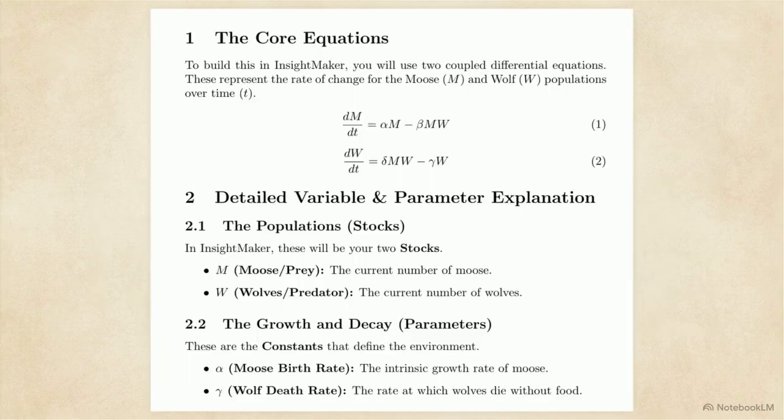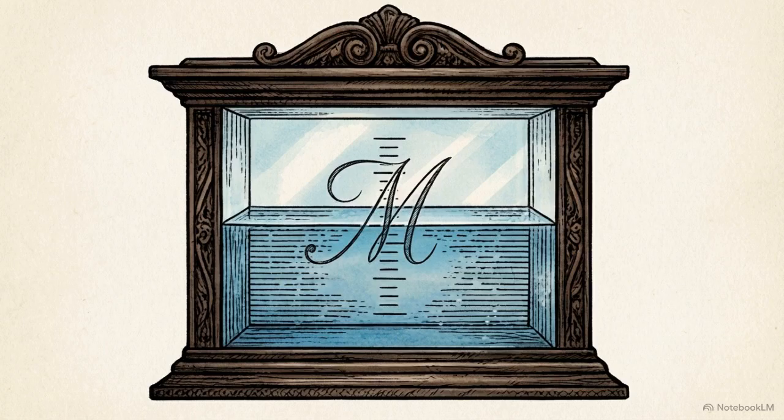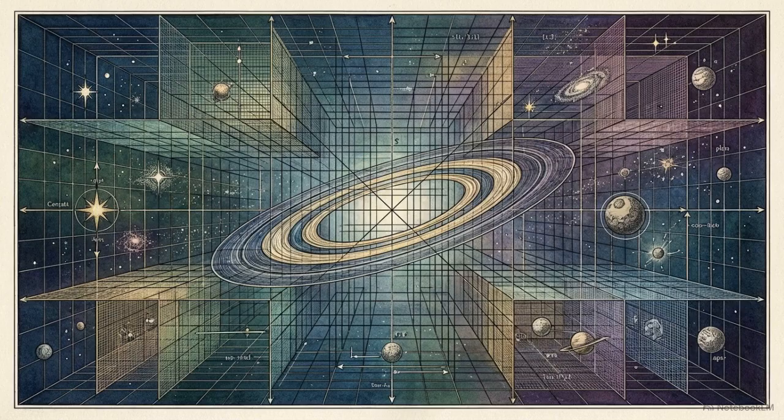To write this formally, we assign our stocks a mathematical notation. Ecologists use the variable m to represent the current number of moose, and w for the wolves. Defining m and w replaces the unpredictability of a physical animal with a rigid data container. It is the mandatory first step to translating an ecosystem into predictable mathematical space.